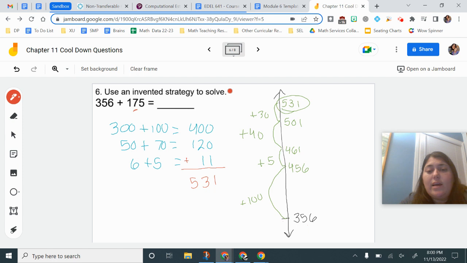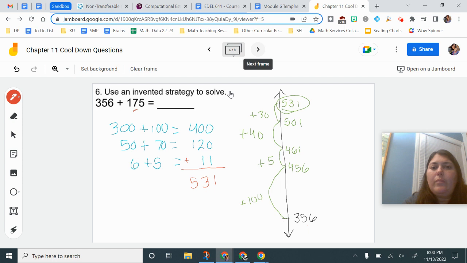So students have the flexibility to add whatever chunks make sense to them. Obviously, we want them to be efficient. Counting on by ones is not efficient. But a lot of times kids start with counting on by hundreds and then adding tens, 1 10 at a time, and then even adding ones 1 at a time. And that's okay. That's where we want them to start before they start thinking about what jumps would be more efficient.